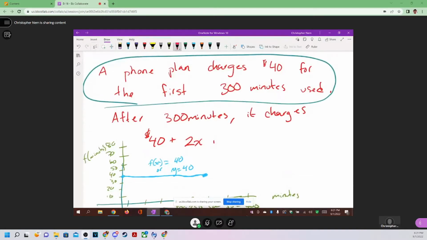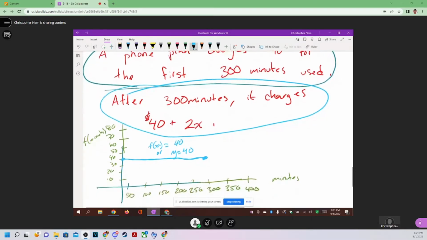Now, the next statement, however, states that after 300 minutes, it charges this rate. It's going to be $40 plus 2 times x. Huh. I have to graph that. But it only happens after 300 minutes. So after 300 minutes, let's go to 400 minutes. It's going to be $40 plus 2 times 400, which is 840. So it's going to be all the way over here, the price. It's going to skyrocket like crazy.